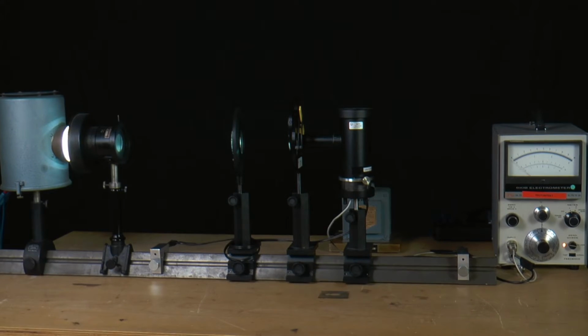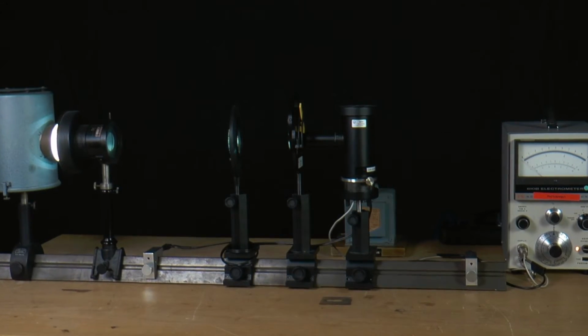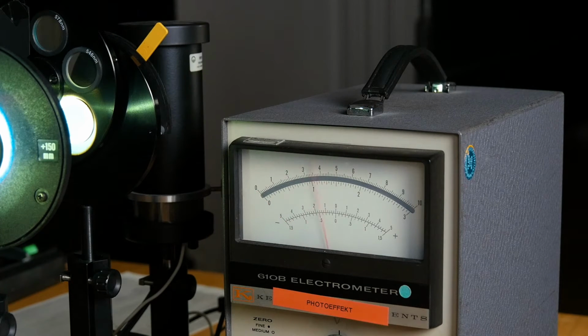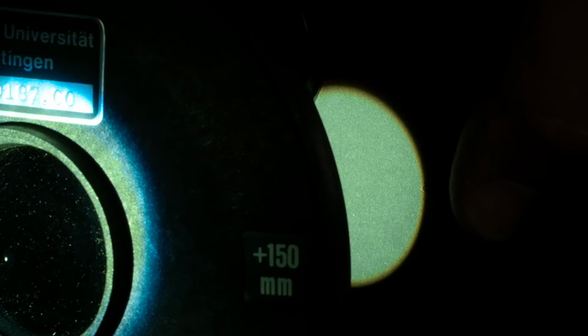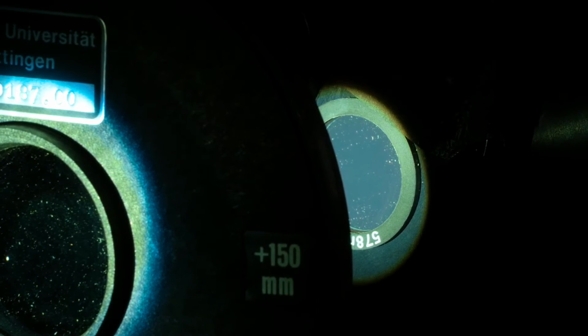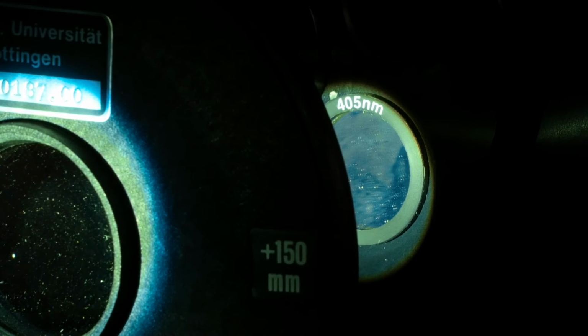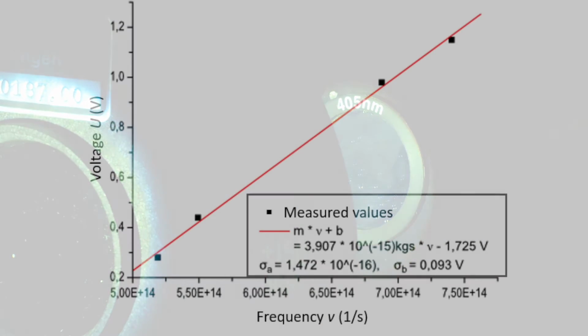Now we gradually select 4 different filter frequencies on the rotary wheel and measure the resulting voltage in the photocell. For lambda equals 578 nanometers, the voltage equals 0.28 volts. For lambda equals 564 nanometers, the voltage equals 0.44 volts. For lambda equals 436 nanometers, the voltage equals 0.98 volts. For lambda equals 405 nanometers, the voltage equals 1.05 volts. The result is shown in the following graph. We observe a linear relationship.